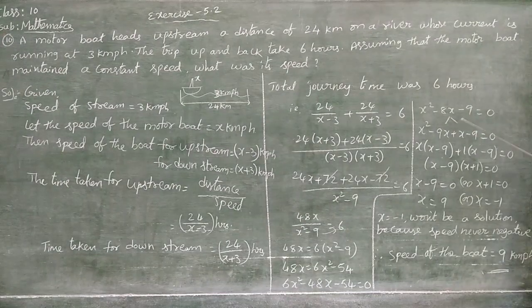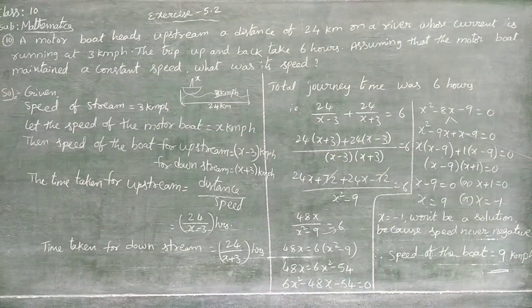Split the middle term minus 8x as minus 9x plus x. Take x common in the first two terms. X of x minus 9 plus 1, take as common x minus 9. Yeah, x minus 9, x minus 9 take as common. Then x plus 1. That means x minus 9 equal to 0 or x plus 1 equal to 0. That is x is equal to minus 1. Here x is equal to 9. X is equal to minus 1 won't be a solution. Why? Speed of the boat can never be negative. Therefore, the speed of the boat is equal to 9 kilometers per hour.